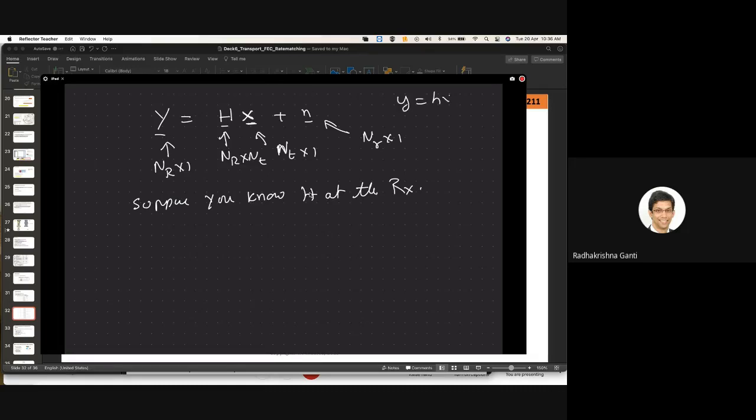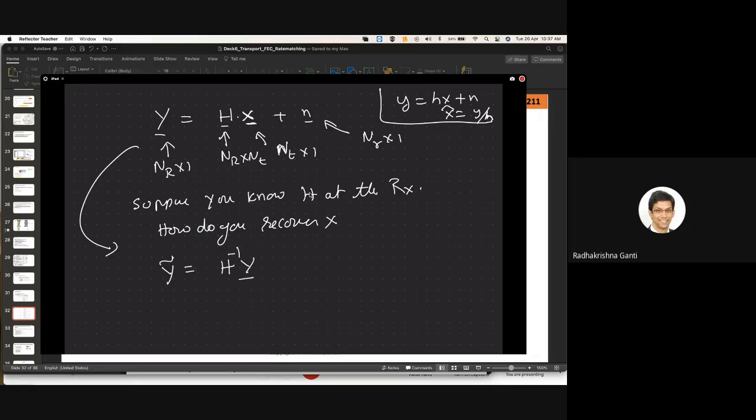Remember that we had Y is equal to HX plus N when we did the SISO system. Suppose we know H, how did you get X? You said X is equal to Y by H. So in this particular case, you do the same thing, except that you can't divide by H because H is a matrix. What you do is you multiply by H inverse. So how do you recover X? You put X tilde is equal to H inverse Y. This is one very simple way of decoding it.